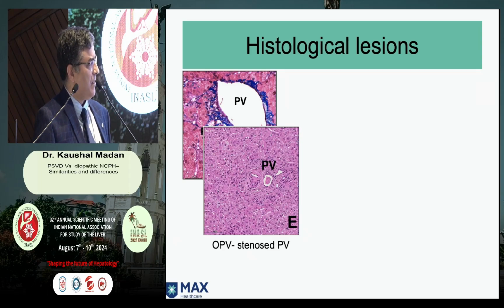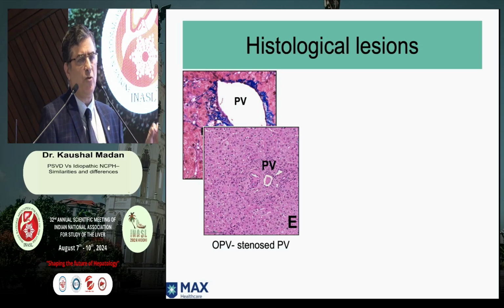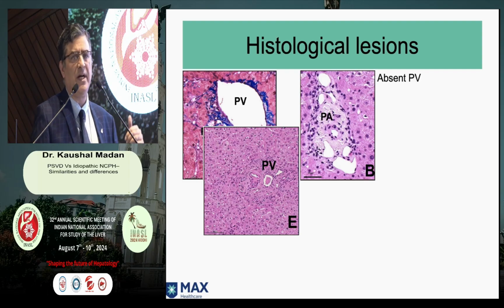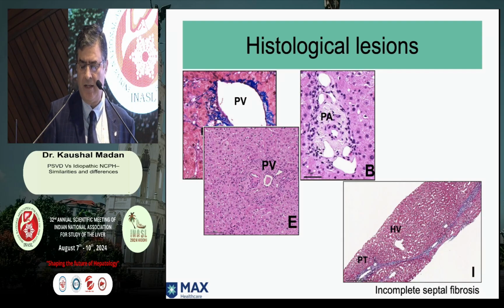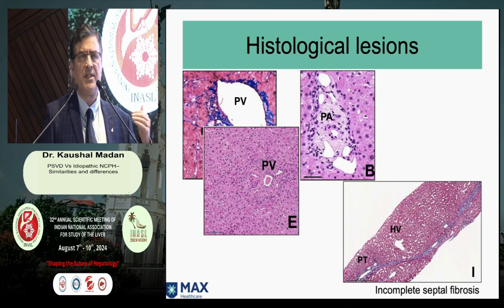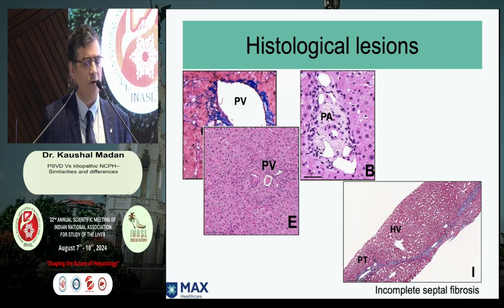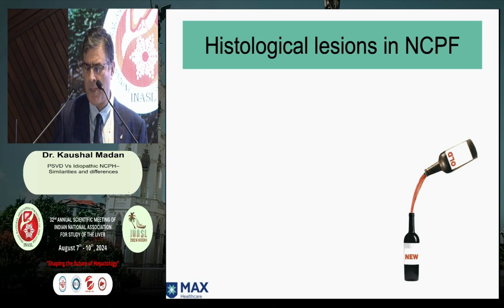This is the classical histological description called the OPV, or obliterative portal venopathy, or stenosed portal vein in simple terms. So a portal vein diameter which comes down to almost similar to a hepatic artery branch or a bile duct branch, or even smaller than that, or it even disappears. Absent portal vein branch in a portal triad, or an incomplete septal fibrosis, which is extension of fibrous septa from the portal triad but not forming nodules. So they will traverse the lobule but not form nodules. So these are the specific lesions.